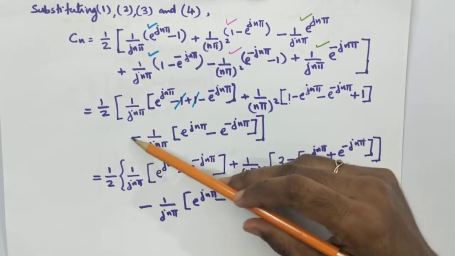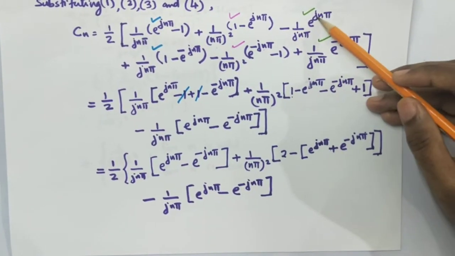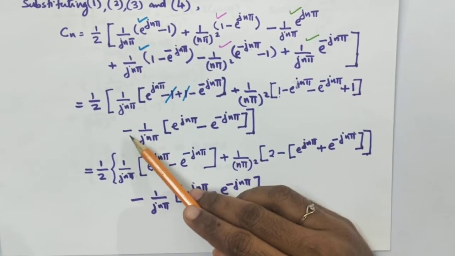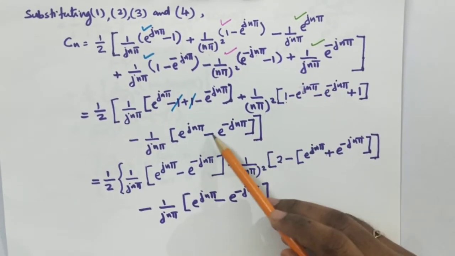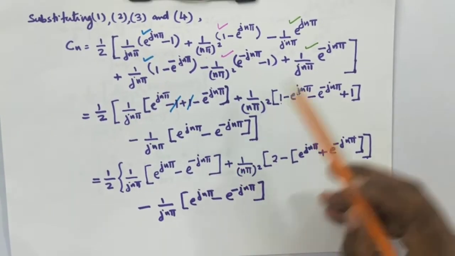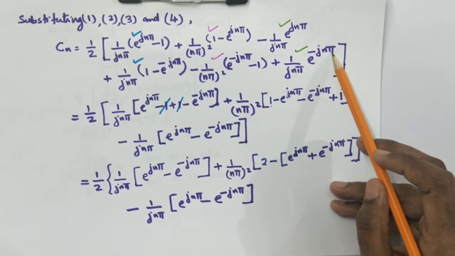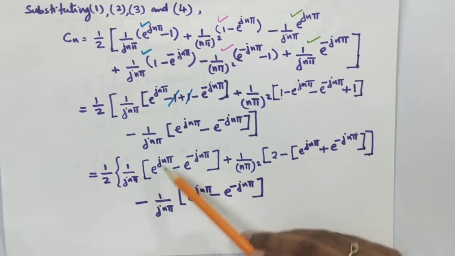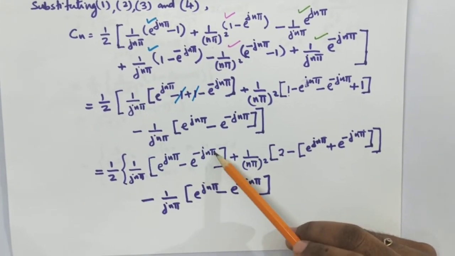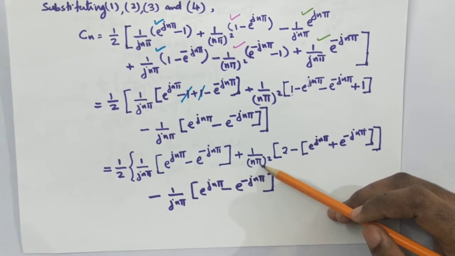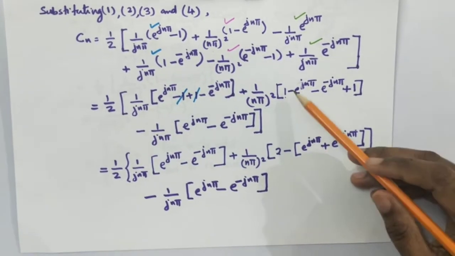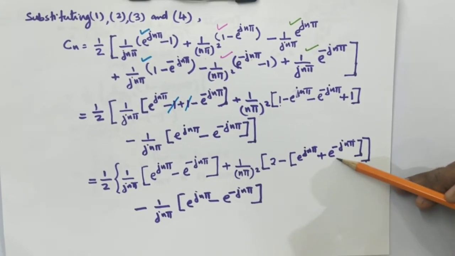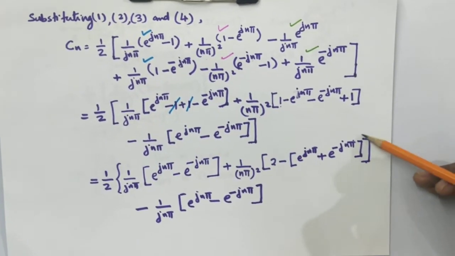So here a minus is taken outside, minus 1 by j n pi into e raised to j n pi. So here this is plus, so as we are taking minus outside, we will be having a minus here, minus into minus plus. So e raised to minus j n pi. So the equation becomes 1 by 2 into 1 by j n pi into e raised to j n pi minus e raised to minus j n pi plus 1 by n pi the whole square into 2 minus these two, 1 plus 1, 2, minus of e raised to j n pi plus e raised to minus j n pi.